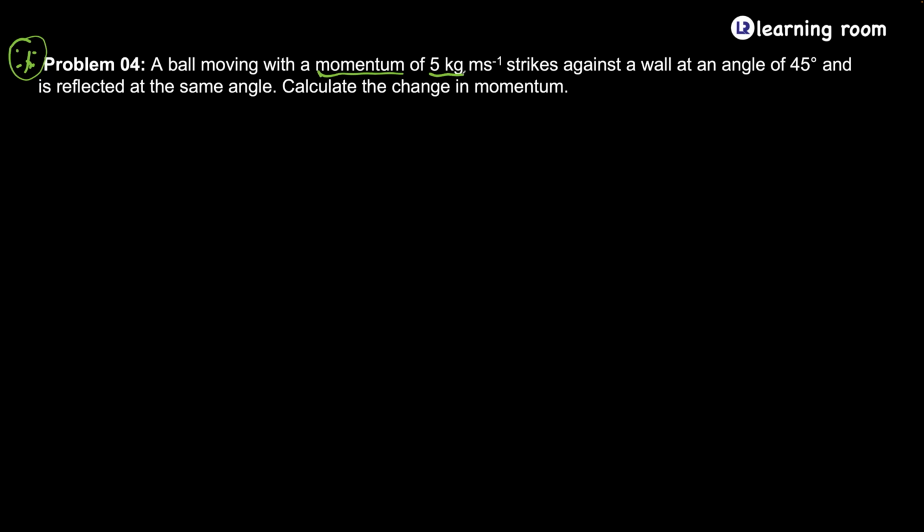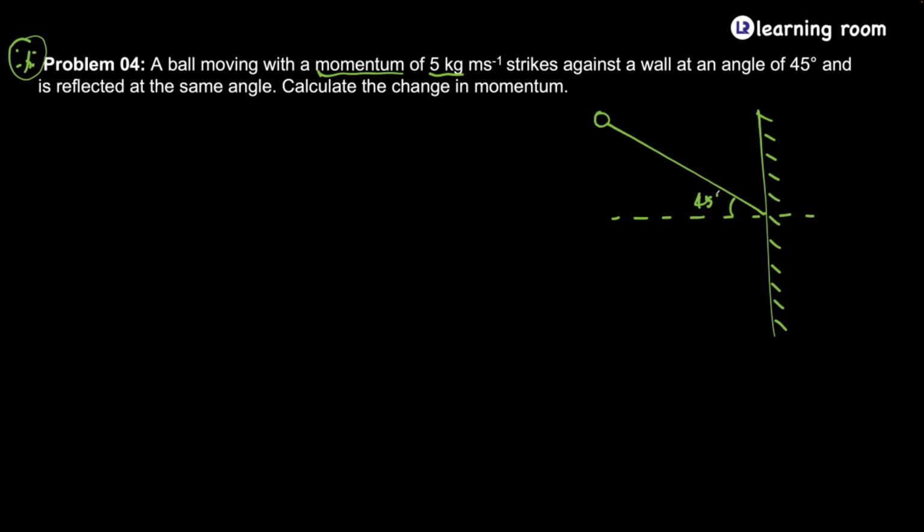Okay. So what is happening here? A ball moving with a momentum of 5 kilogram meter per second strikes against a wall at an angle of 45 degree and is reflected at the same angle. Calculate the change in momentum. Right. If I take this to be the wall, there is a ball that is going and striking this surface at an angle of 45 degrees.